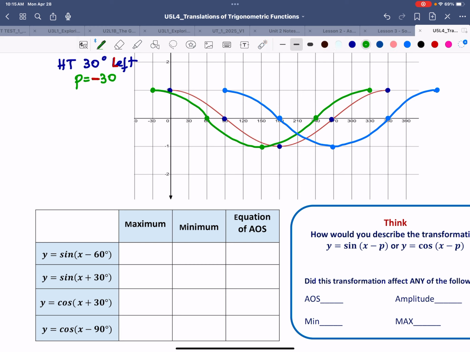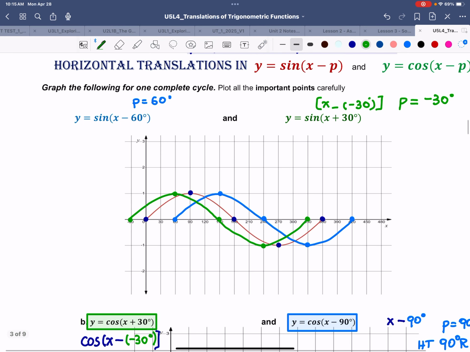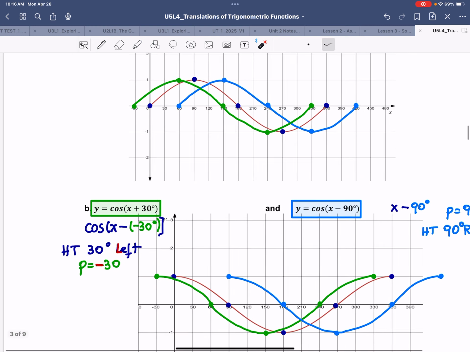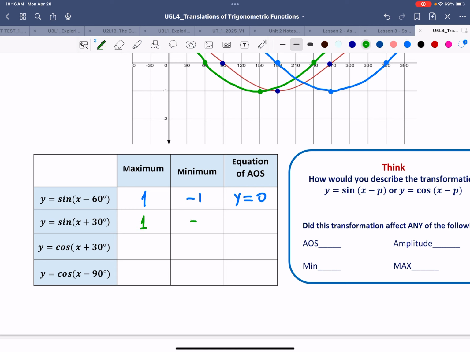So we're going to continue writing for the first one, sine of x minus 60, which is this blue graph in here. You see that max, min, and axis of symmetry stayed the same as the basic function. So the maximum is 1, the minimum is -1, and the axis of symmetry is at y equals 0. The same thing happened for sine of x plus 30. The max, the min, and the axis of symmetry did not change.